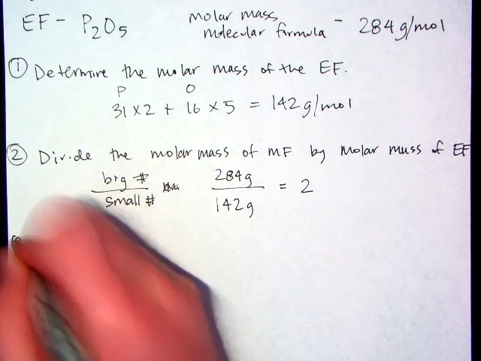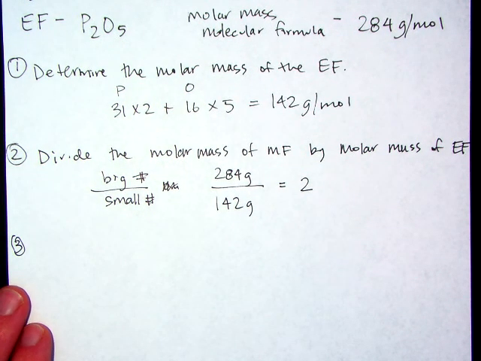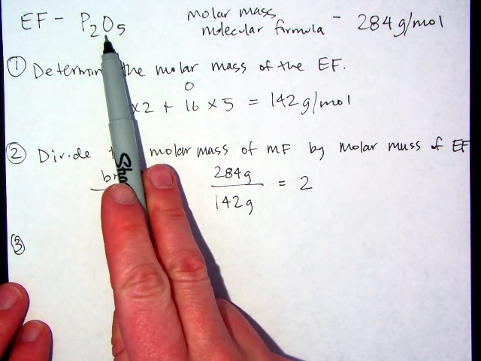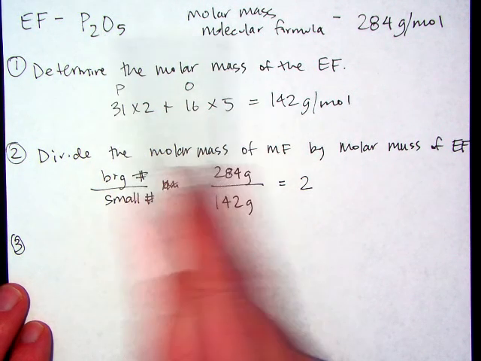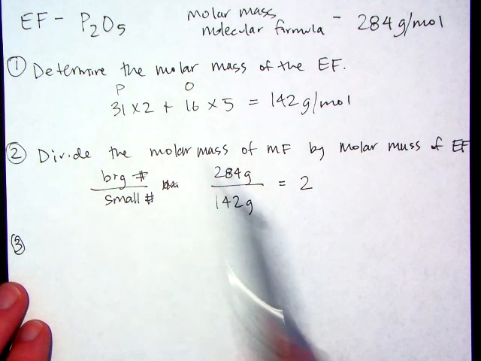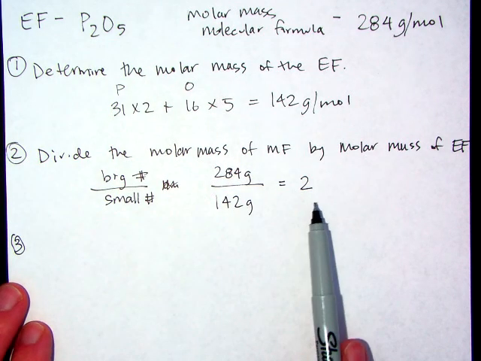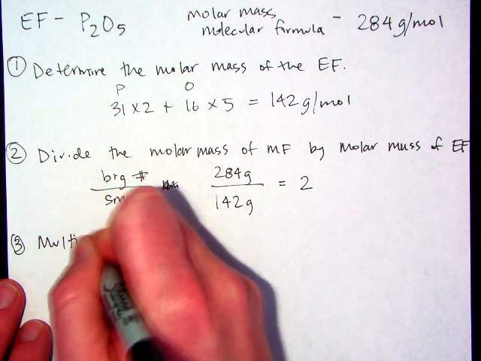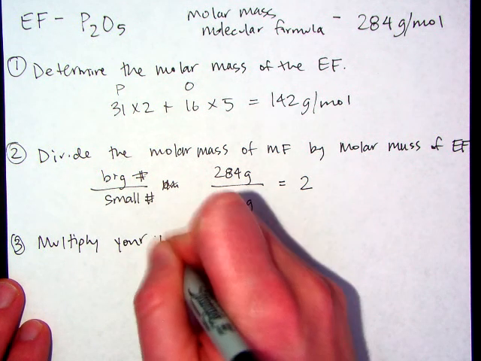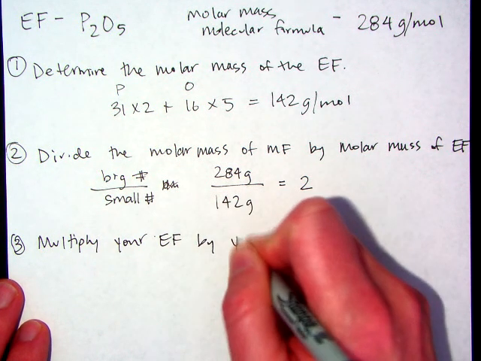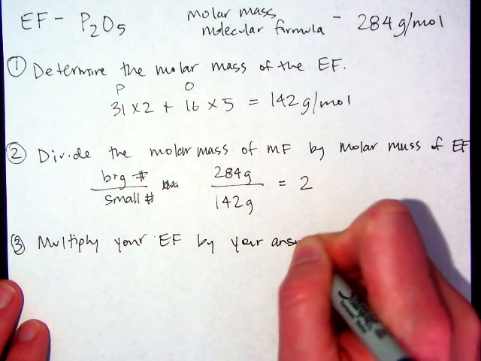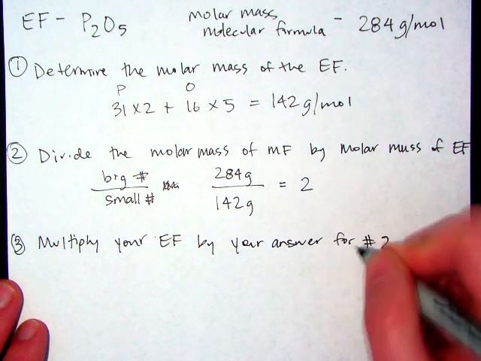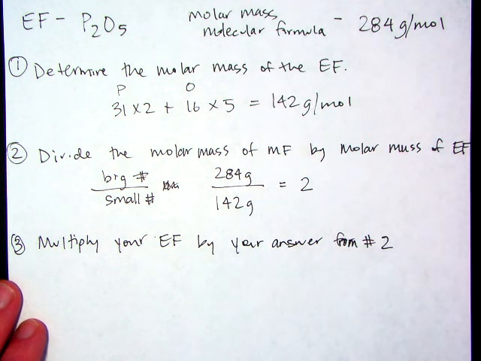Do you want to know what you do with that? You probably already know, right? Remember that the molecular formula is just a multiple of the empirical formula. So now you take this 2, or whatever the number happens to be, and multiply your empirical formula by your answer from step 2.